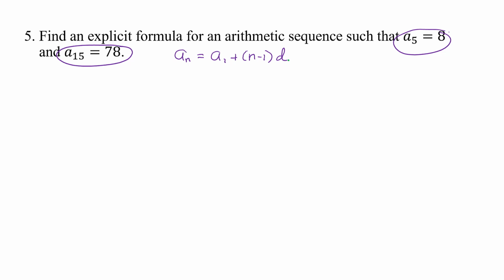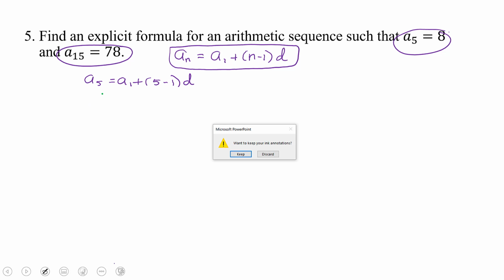We're told two different things here. We're told, first of all, that a sub 5 equals 8. Well, if we just start by writing what a sub 5 would be, according to our general formula here, a sub 5 would be equal to a sub 1 plus 5 minus 1 times d, or in this case, we do happen to know that a sub 5 is 8.